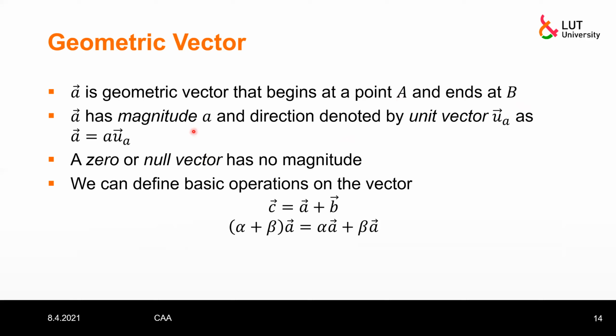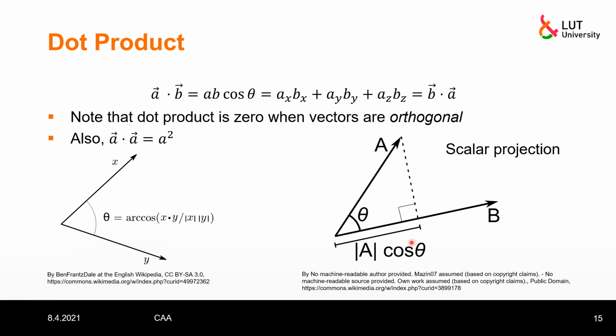It has some properties like magnitude and direction with some unit vector. Zero or null vector has no magnitude, because A is zero, and we can define some basic operations on those vectors, like addition and linear combination. There are also other operations like the dot product, denoted with a dot, as the name suggests. So a dot b is a scalar, just a scalar number, equal to the magnitude of a multiplied by the magnitude of b multiplied by the cosine of the angle between those two vectors.